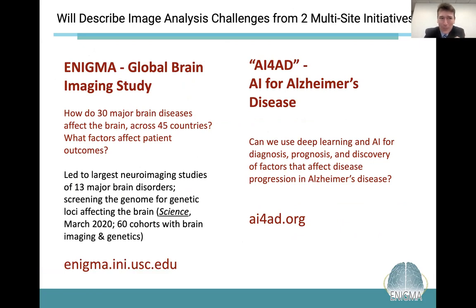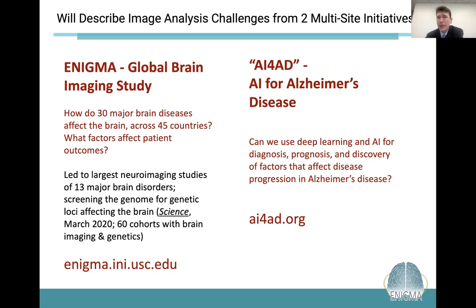Enigma is a global brain imaging study where we look at how 30 major brain diseases affect the brain across 45 countries and what factors affect patient outcomes. And this has led to the largest neuroimaging studies of now 13 major brain disorders, as well as studies that screen the genome for genetic markers that affect the brain. And one study recently in Science aggregated data from 60 cohorts around the world that had brain imaging and genetic data.